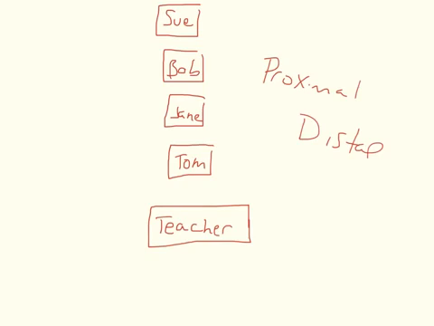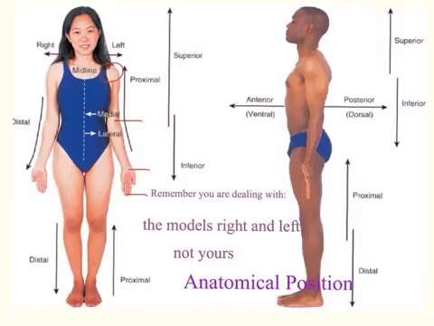Now let's apply this to an actual anatomical structure on the body. So you will notice I circled our point of attachment. I've indicated the elbow, the wrist, and the fingers. The elbow is proximal to the wrist. The elbow is closer to the point of attachment than the wrist. The wrist is distal to the elbow. The wrist is further from our point of attachment than the elbow.